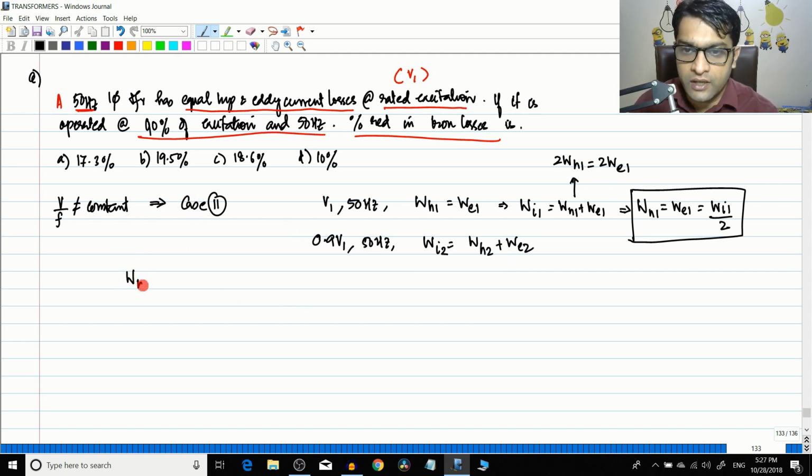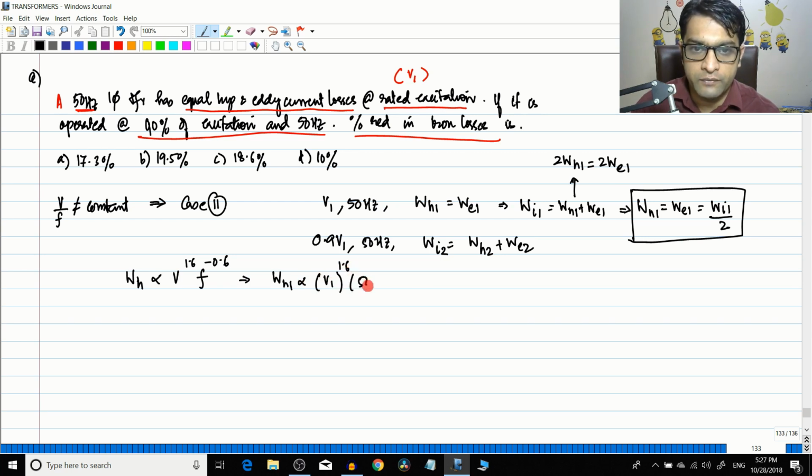So the hysteresis loss in case 2 is proportional to V raised to 1.6 into F raised to the power minus 0.6, right? So I can write WH1 will be proportional to V1 raised to 1.6 into 50 Hz raised to minus 0.6, right? Similarly, I can write WH2 will be proportional to V2, right?